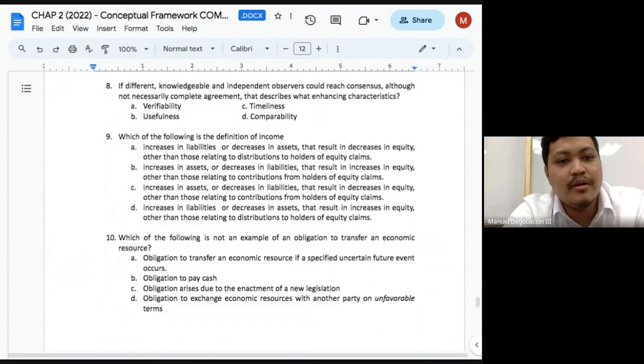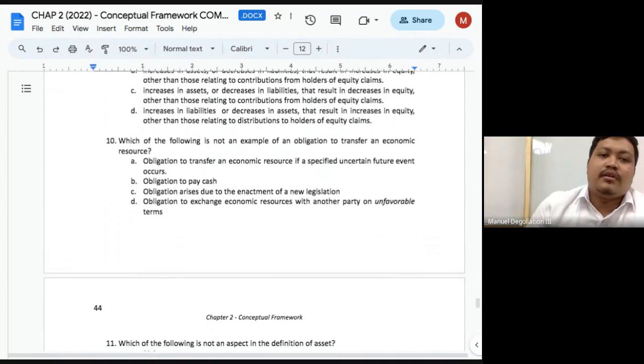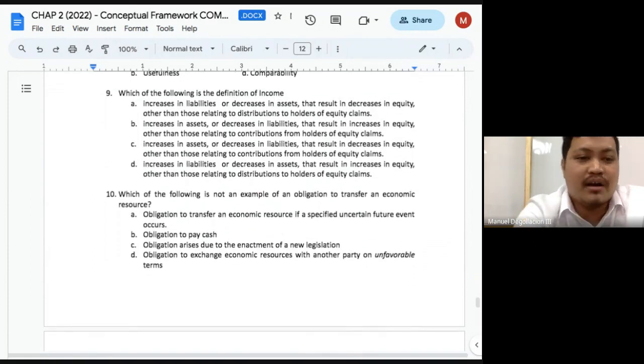Okay. But of course, if your assets increase and your liabilities decrease for some other reason, okay, then it will not be considered as an income. If assets increase because of additional contributions from your shareholders, then definitely that is not an income. Okay, again, answer for number 9 is B.